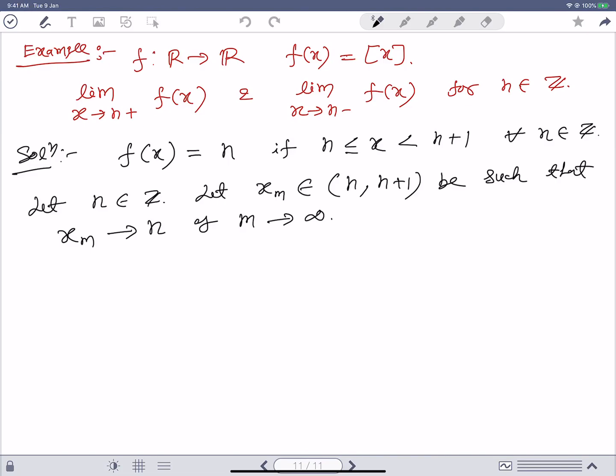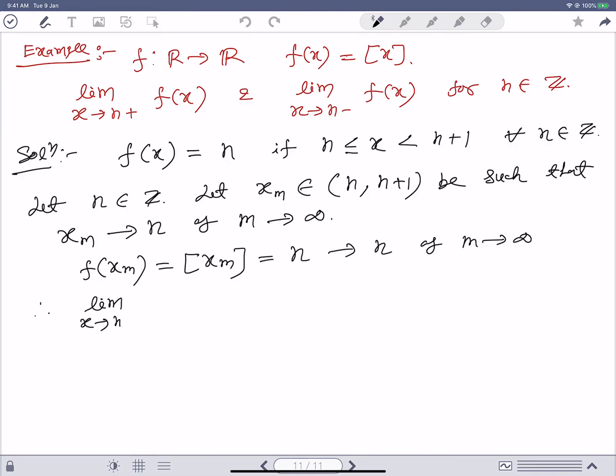Now xm is a real number belonging to the interval (n, n plus 1). So f of xm, which is box of xm, is just n, right? So this converges to n as m tends to infinity. Here xm is an arbitrary sequence, right? So whenever we have an arbitrary sequence xm such that xm converges to n, with xm bigger than n, then f of xm converges to n. Therefore, by definition, the right hand limit, the limit as x tends to n plus of f of x, will be n.